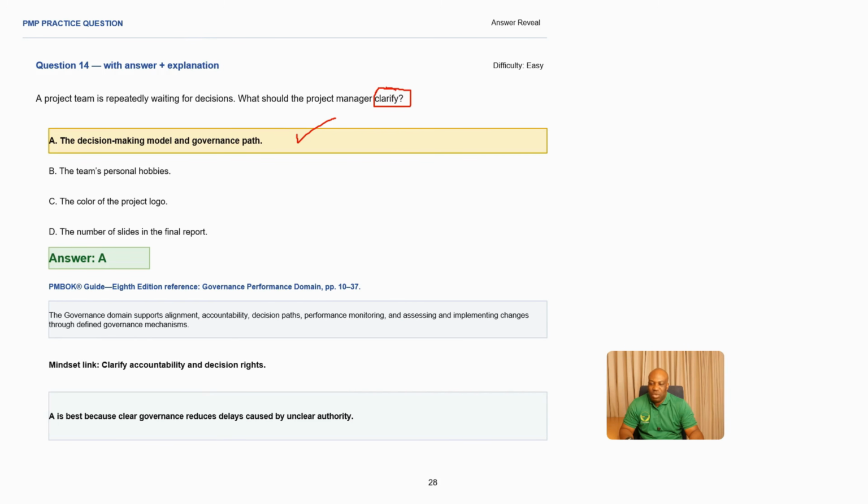So what is our reference to our PM book? It is the governance performance domain. This is our reference. What does it say? The governance domain supports alignment, accountability, decision path, performance, monitoring, assessing, and also implementing changes through the governance model or mechanism. So what mindset did we use here? Clarify accountability and decision rights. So the problem here is the team is waiting for decisions. So you need to clarify accountability and also the decision path on this. Making A the best answer because clear governance reduces delays caused by unclear authority. So this is very important, making A the best answer.